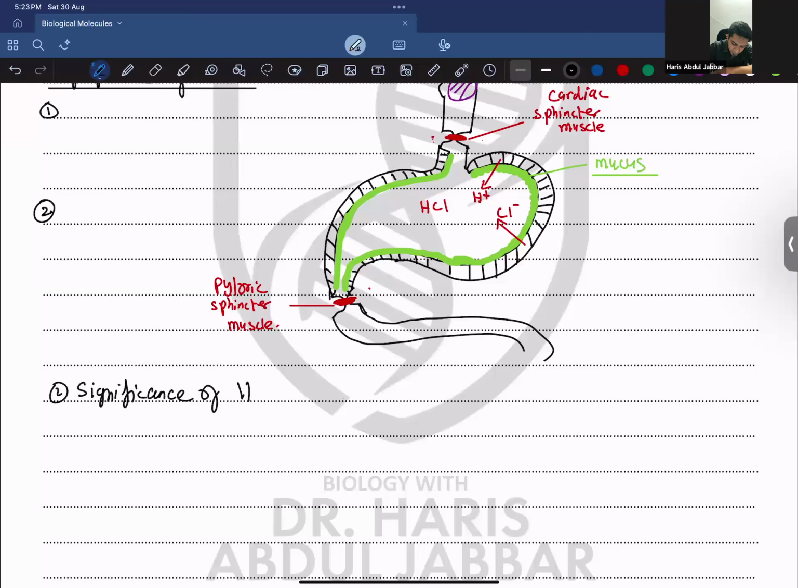अब दूसरी चीज हमें क्या पता होनी चाहिए whenever we're talking about the stomach is the significance of hydrochloric acid. So this HCl basically, it acts as a what? उसकी पहली significance क्या है कि this acts as an antiseptic. What is Dettol? Dettol is an antiseptic. What does it do? It kills the microorganisms, right?